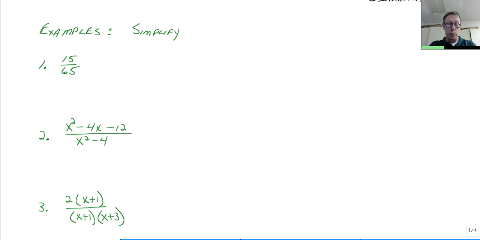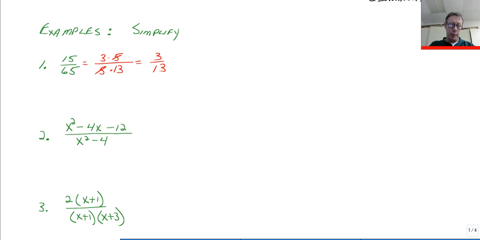In the first example here, we just have a normal fraction. It has some numbers, and let's go ahead and simplify that. So I could say that 15 is 3 times 5, and 65 is 5 times 13. So what we can see is that the 5's are common to both the numerator and the denominator, and we would get 3 over 13 as the simplified answer.